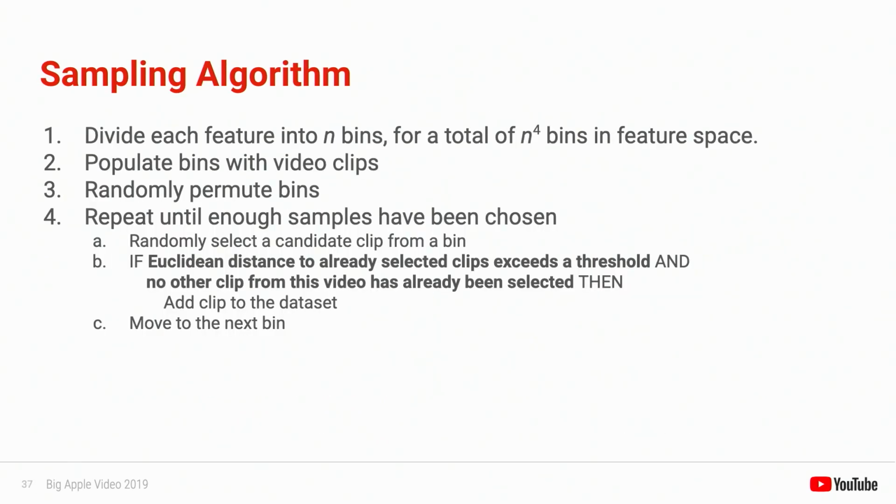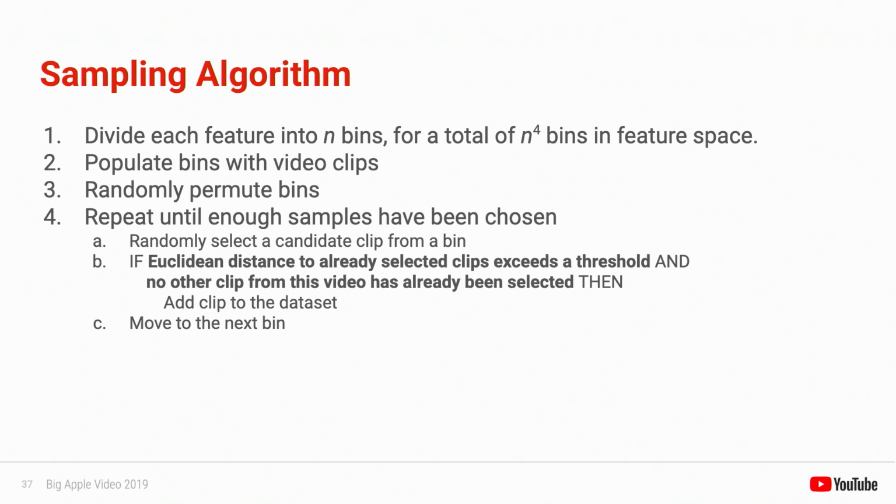So here's the algorithm which was used to select a sample of clips from those 1.5 million in order to create the UGC dataset. Within each category and resolution, the goal was to select a certain number of videos spanning the feature space. So the first step was to divide each of those 4 features into n bins, and in our case we use n equals 3, creating a total of n to the 4th power bins in the feature space. So we have 81 bins that we're dividing all the videos into.